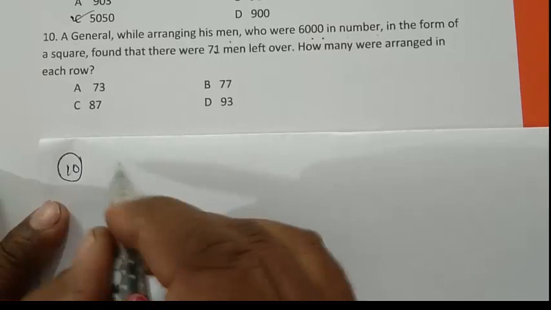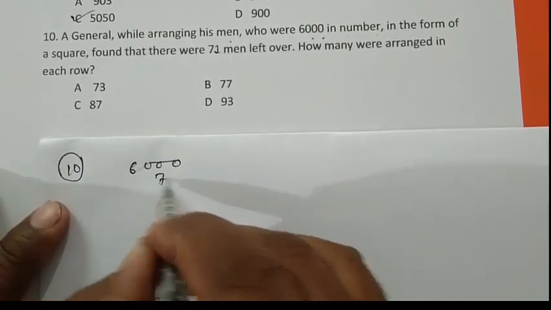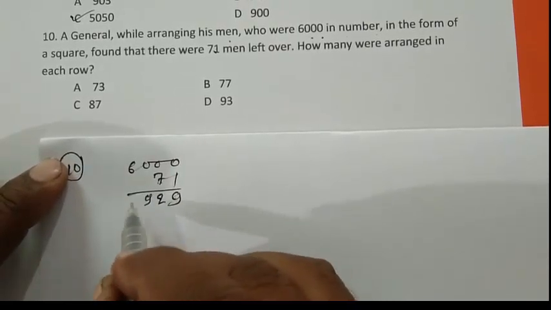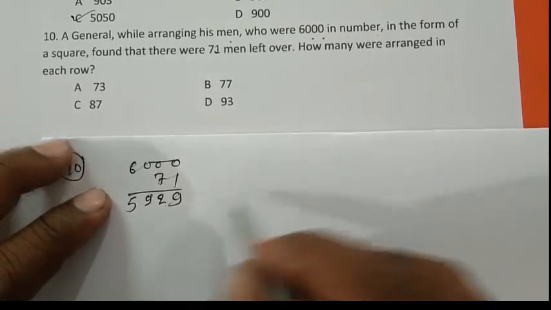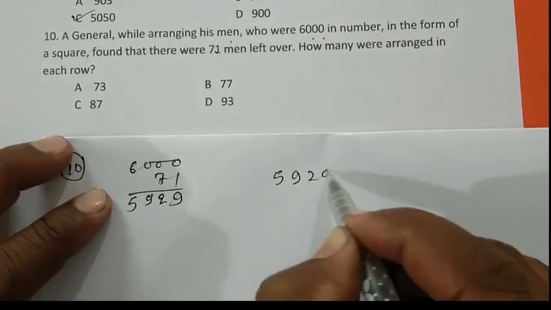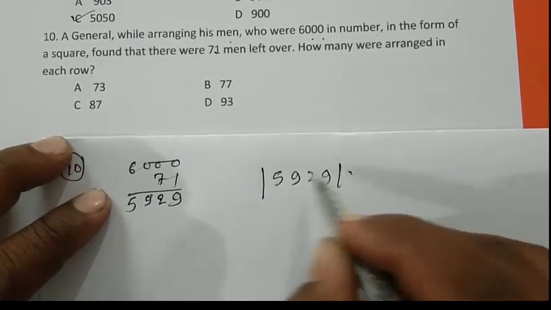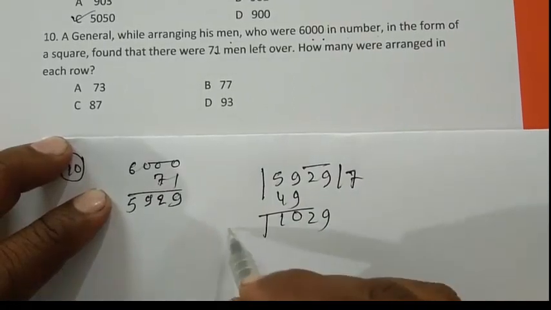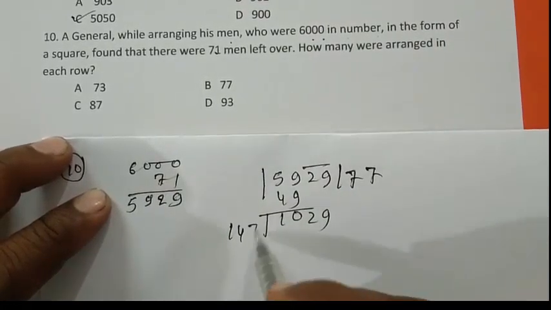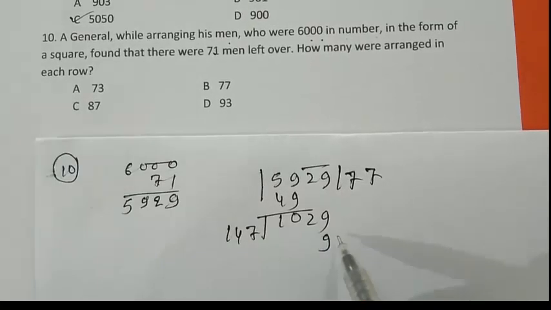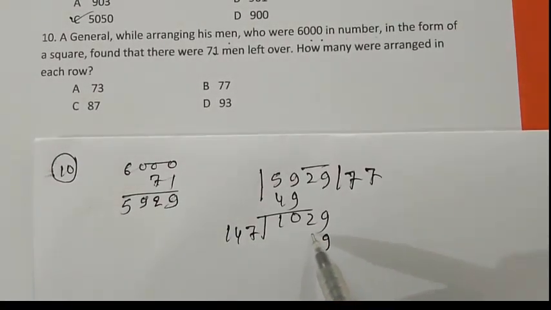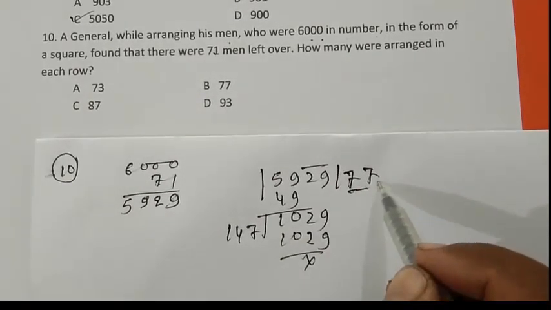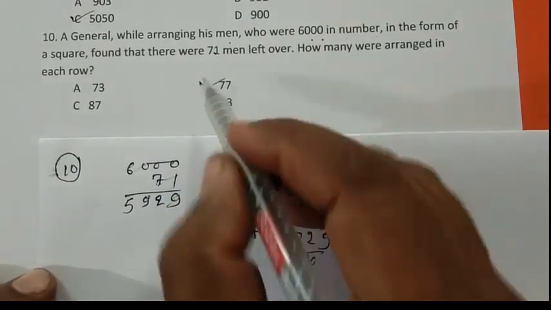Question number 10, that is 6,000 minus 71, that is 5929. So the square root of 5929, we find that 7 into 7 is 49, and so on, 77. So 77 is the correct answer. So B is the right answer.